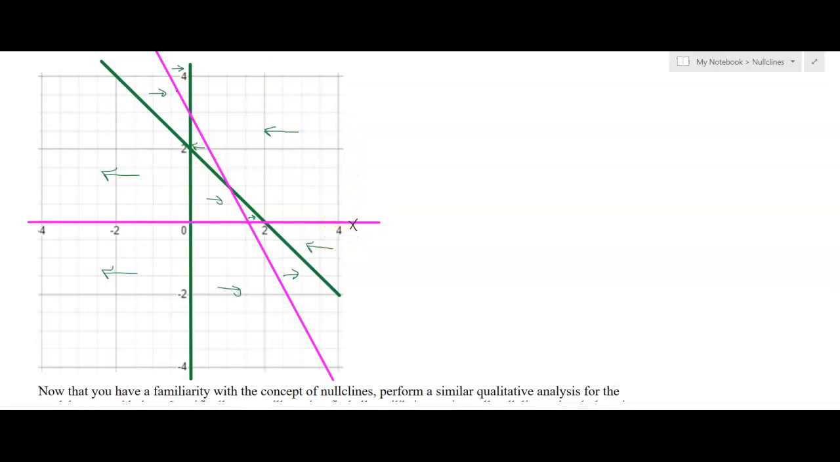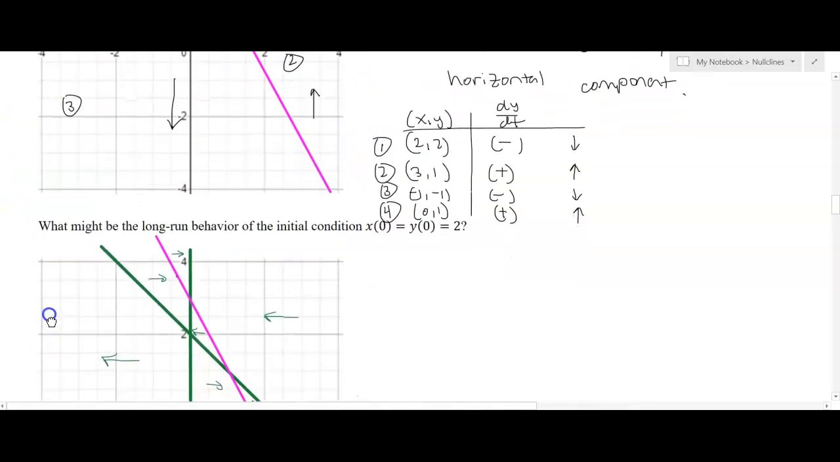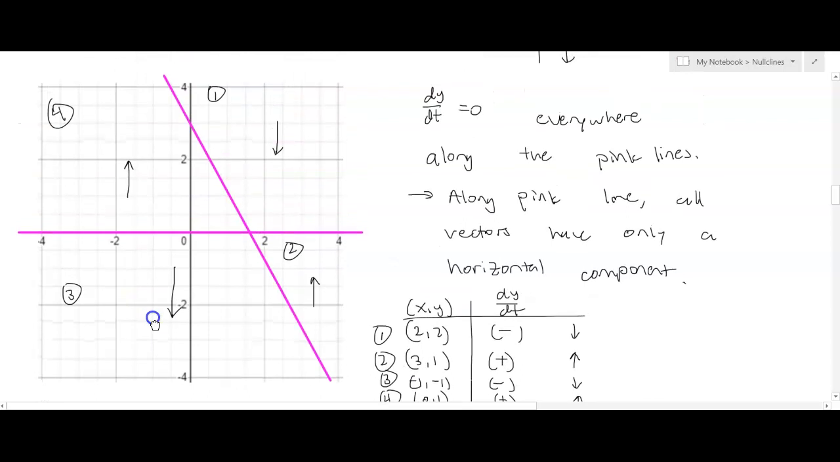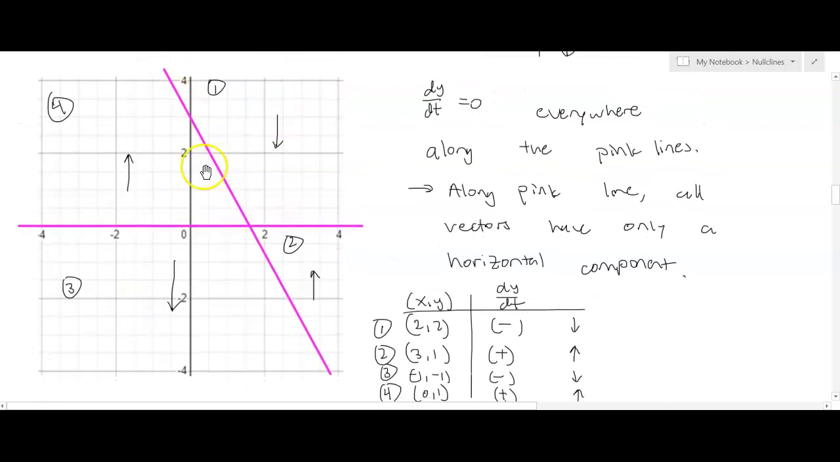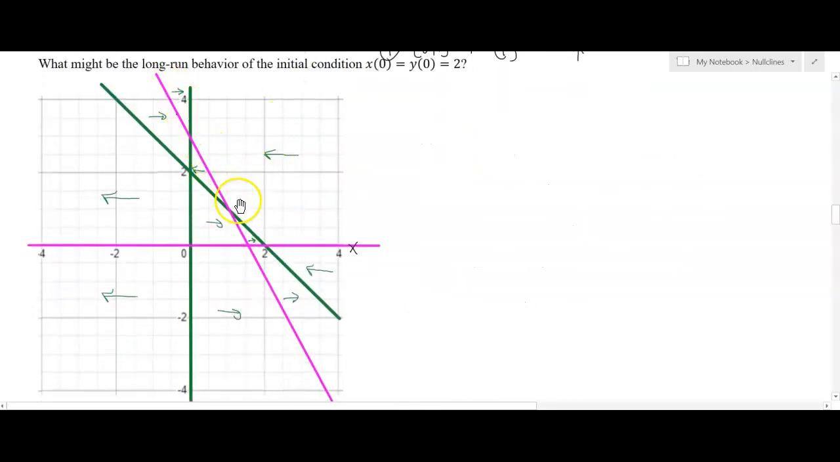Okay, now you're probably guessing what's coming next, and that is to label the vertical component of those vectors. So now we have to focus our attention on the pink lines, and everywhere within pocket 1 of the pink lines, there's going to be downward pointing vectors. That means everywhere within this region, above this region, we're going to have downward component vectors.